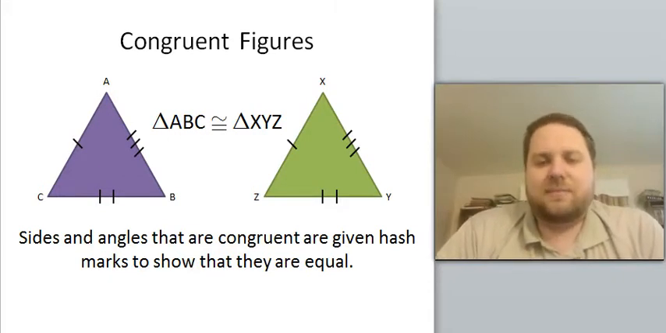Alright, so to wrap everything up, congruent figures have the same size and the same shape. That means that some combination of isometries will allow you to lay one of the figures right on top of the other one, and every corresponding side and angle is going to be congruent in the two congruent figures, and when we write out a statement that shows they're congruent, we have to match up those names accordingly so that all of that lines up.